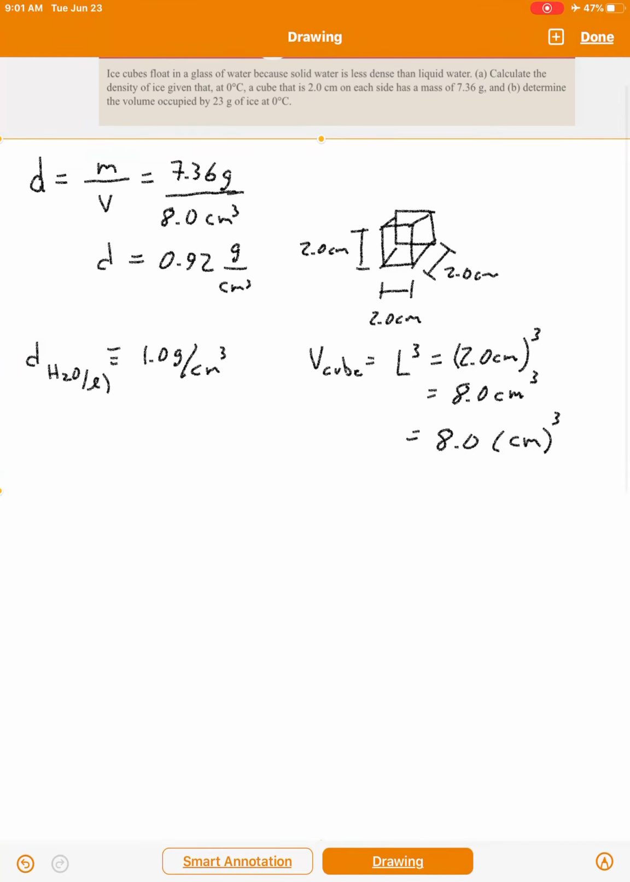Now I'm going to point out, this is something you should remember. A centimeter cubed is sometimes called a cubic centimeter. And we call that cc. So 1 cm cubed is the same as 1 cc. But it's also the same as a milliliter. So this is called milliliters. I would recommend that you memorize this.